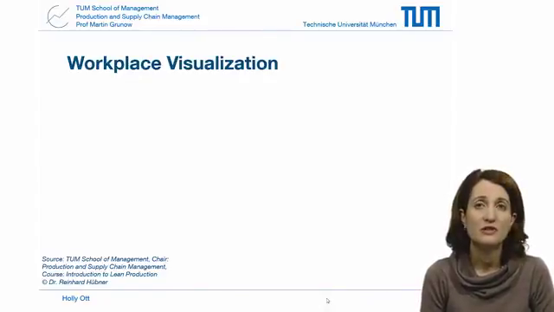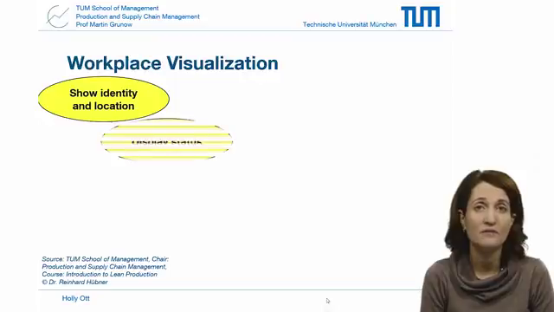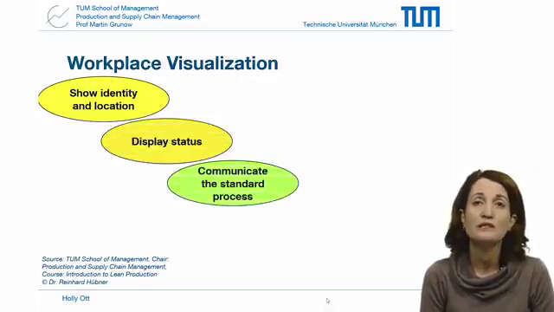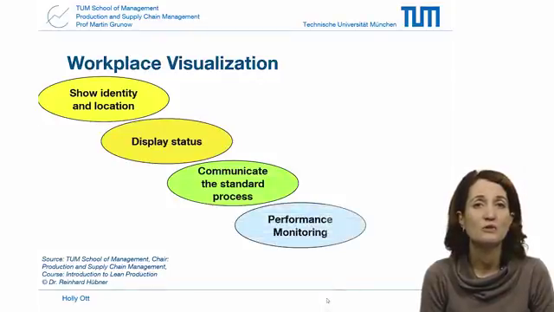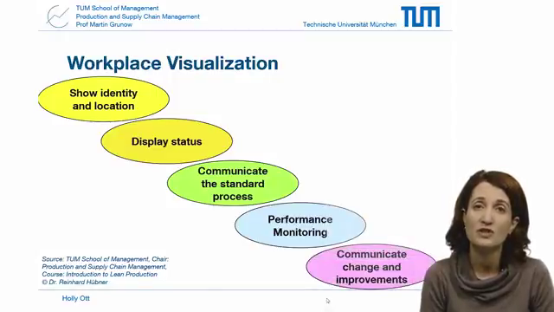Workplace visualization should accomplish the following 5 goals. Number 1 is to show identity and location. Number 2 is to display status. Number 3 is to communicate the standard process. Number 4 is to show performance against targets. And number 5 is to communicate change and improvements.